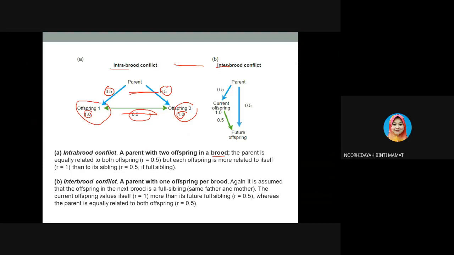The second one is the inter-brood conflict, where the parent has one offspring per brood. They have one offspring, and in the next cycle they will have another offspring. Again, we assume that the offspring in the next brood is a full sibling, from the same father and mother. So the current offspring's relatedness to itself is 1.0, and to its future sibling only 0.5, whereas the parent is equally related to both offspring, 0.5 and 0.5. This is what we call the inter-brood conflict.